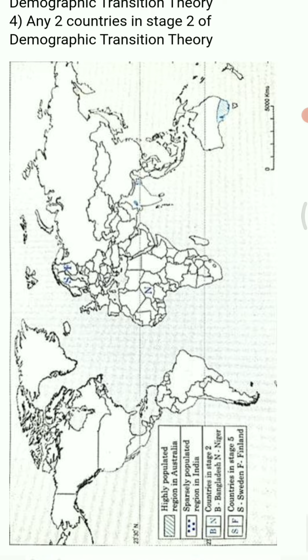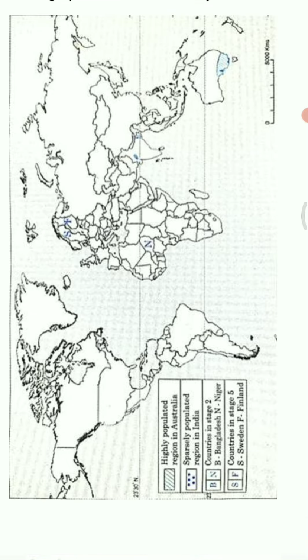Countries in stage 5 are Sweden and Finland. So you can take other two countries also, because there are other countries which come in stage 5, that is Germany. Okay, so this is how you can plot the figures. So you can see the different denotations are given in this video. Okay, so this is all about the exercise of lesson number 1, that is population part 1.